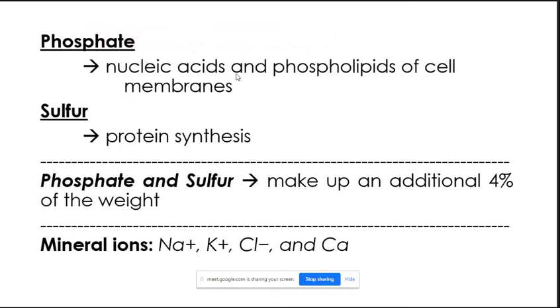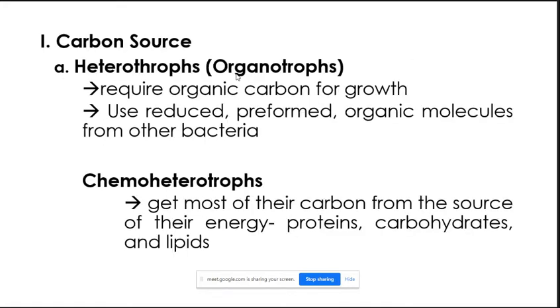So aside from what has been mentioned earlier, sabi ko nga, source of carbon, source of nitrogen, and then you also have small amounts of molecules like your phosphate and sulfur. Both of these which makes up an additional 4% of the weight, and the phosphate is for the nucleic acids and phospholipids of the cell membrane, whereas the sulfur is for protein synthesis. Now, there are also various metals and ions, like for example, you have here mineral ions like sodium, potassium, chloride, and calcium.